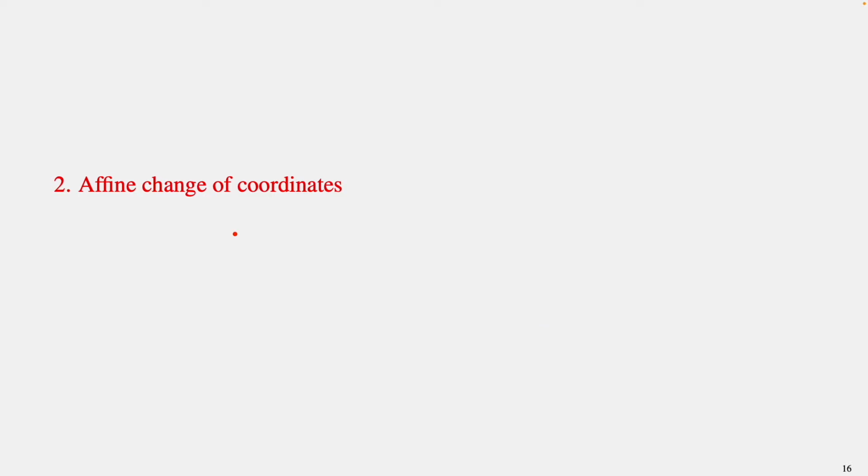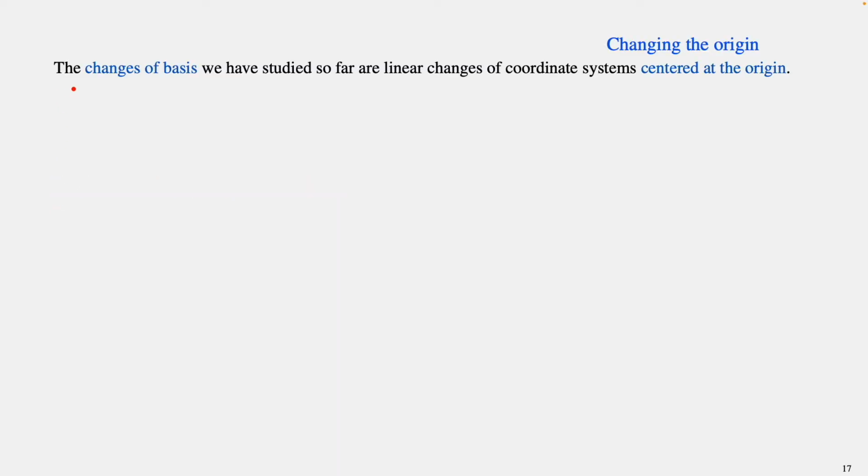Recall that we briefly talked about affine transformations in chapter 2. That is a combination of a linear transformation with a translation by a fixed vector. And now we want to see how changes of coordinates work with these affine transformations. So, as I said in the beginning, a change of basis is a linear change of coordinates, but the coordinate systems between which we change are centered at the origin, so they both have the same point in space as their coordinate center.